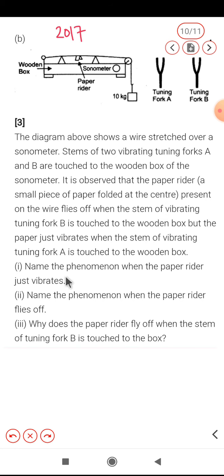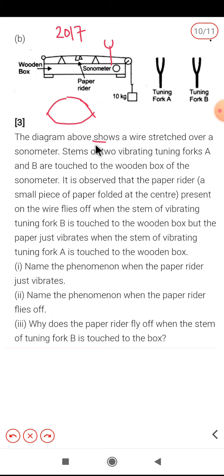Yeah, check this one. Diagram above shows a wire stretched over a sonometer, stem of two vibrating tuning fork A and B. There are two tuning forks touched to the wooden box. Okay, they kept the tuning fork over here. Either you keep on the top of this knife edge or you keep on the top of the sonometer box. The vibration will get transferred to the sonometer and eventually it will get transferred to the string. String will vibrate, and when the resonance occurs it will vibrate with the maximum amplitude. Okay, and the paper rider will fall off.